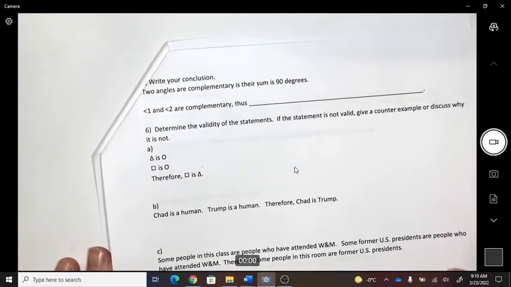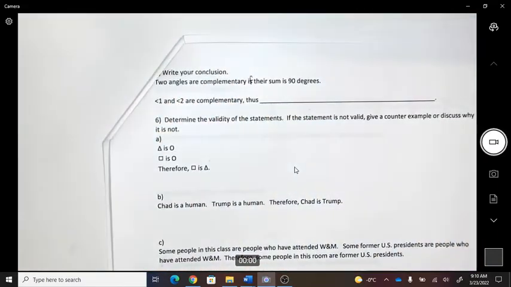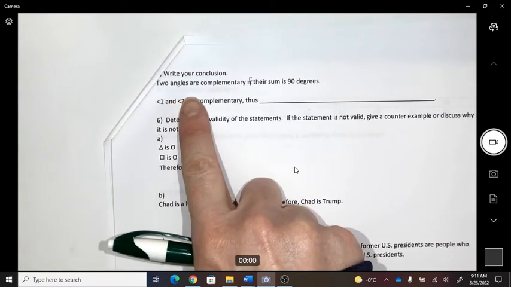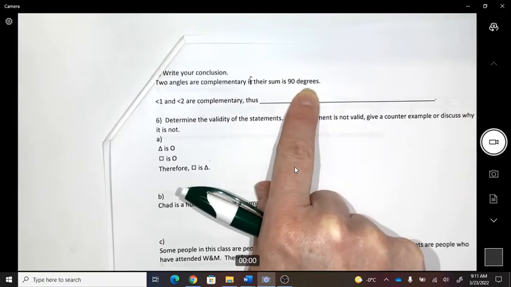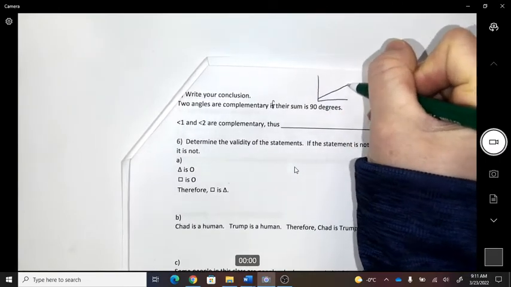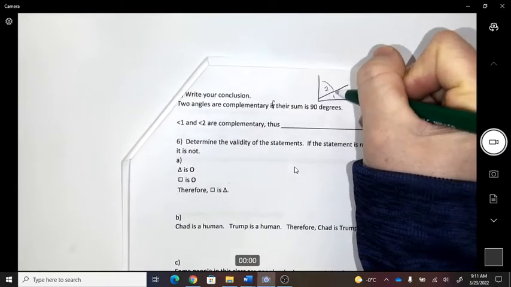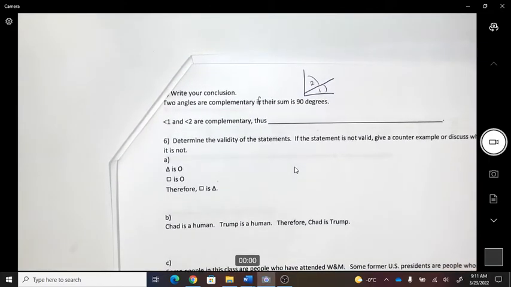Okay, write your conclusion. Oh, I see a typo here. If, not is. Two angles are complementary if their sum is 90 degrees. Okay, so did you know that word in math? Those are called complementary angles in math, when they add up to 90 degrees. That's what that means. Okay, so two angles are complementary if their sum is 90 degrees.